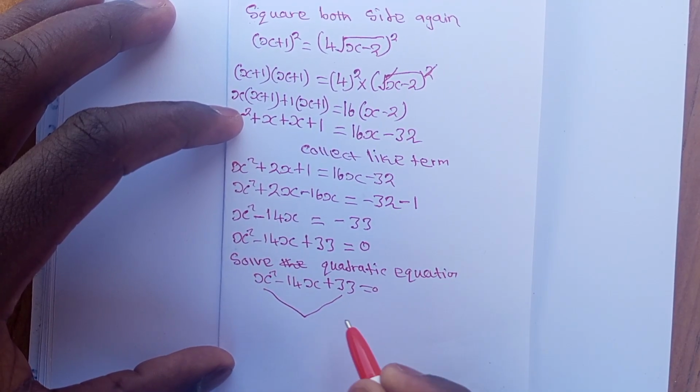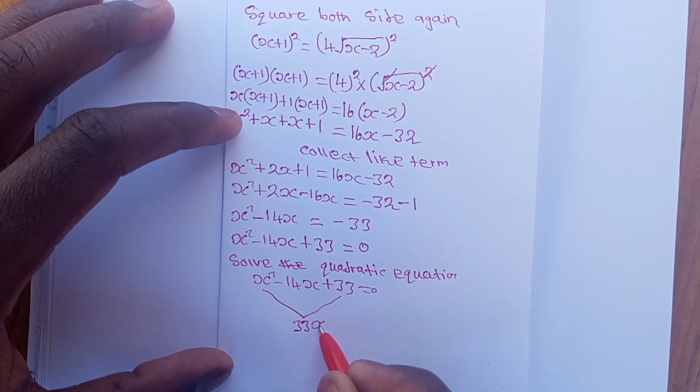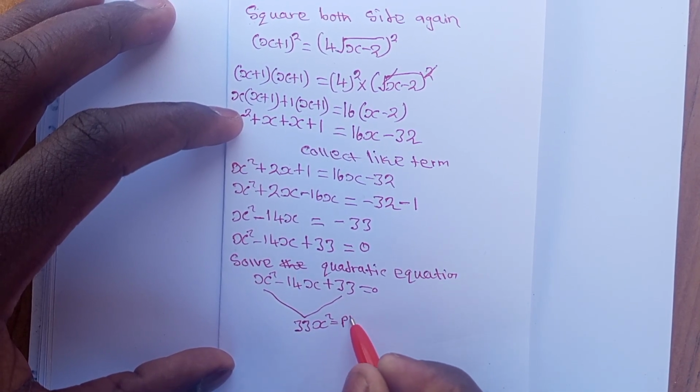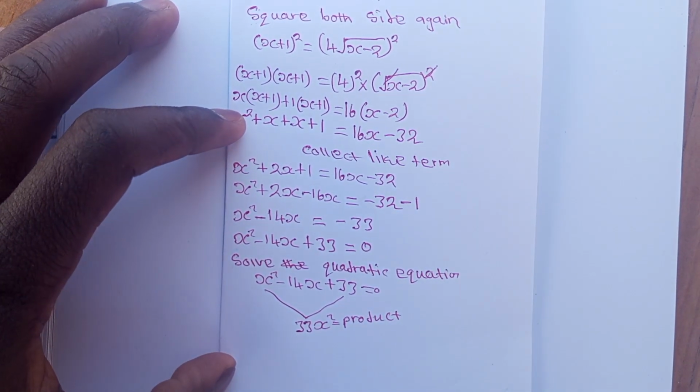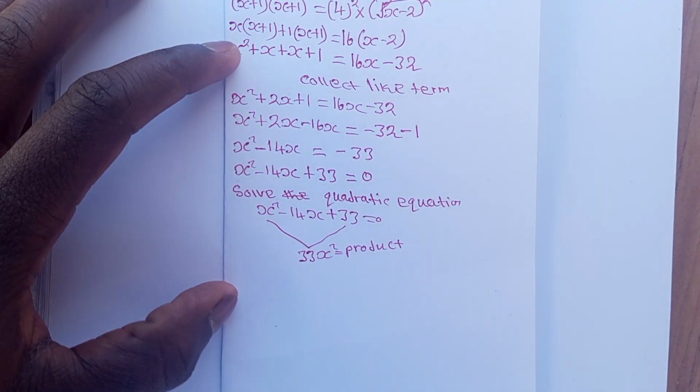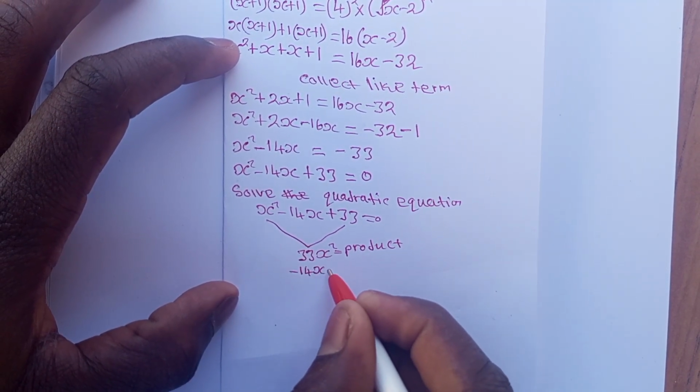So this and this, 33 times x, we are going to have 33x square. This one is what? The product. This one is called the product. The sum now is what? Minus 14x is the sum.